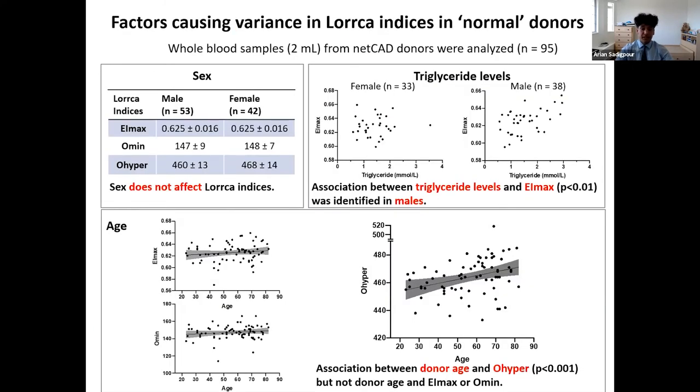Our first objective investigated how sex, triglyceride levels, and age affected LORCA indices in various donors. The table on the top left shows EI max, O min, and O hyper stratified into male and female subpopulations. It was determined that sex does not affect LORCA indices. The figure to the top right shows an association between maximum elongation and triglyceride levels in males. The figure below shows that EI max and O min are not significantly associated with age. To the right, we see an association between O hyper and age, suggesting that red cell intracellular water content increases with age. Next slide, please.